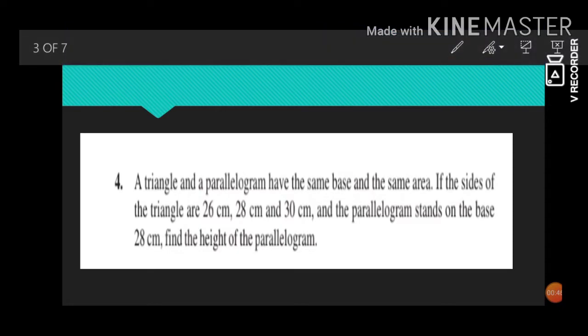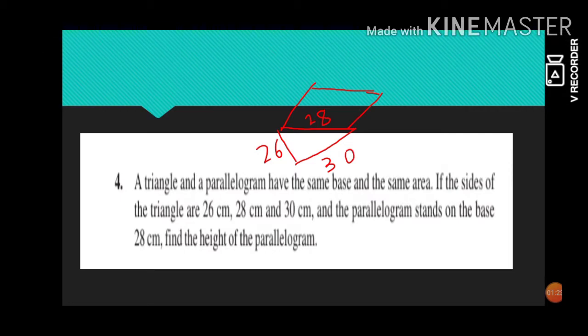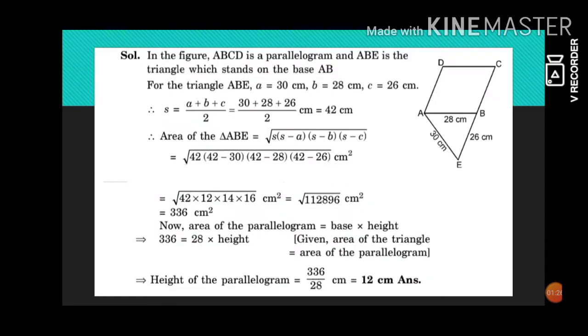That means over here there are two figures, one triangle and one parallelogram. It is said that the parallelogram sits on one side of the triangle, and that side is 28. So let the side on which the parallelogram sits be 28, and the remaining two sides are 26 and 30. This is the diagram. In this diagram we have to find the height of the parallelogram. So let us see how to solve such a question.